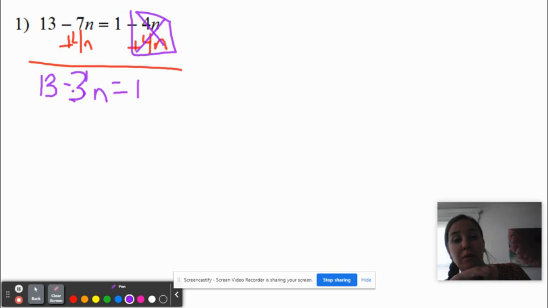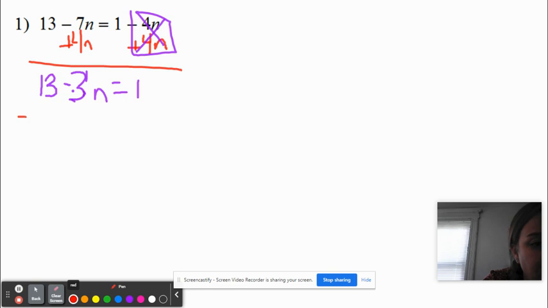So now I have my variable term on the left. I didn't have to do that. I could have pulled them both to the right. I just went with it. Okay. So now this 13, this constant, needs to be moved to the right. So what I can do is, it's a positive 13, I'm going to subtract 13 from this side and from this side.